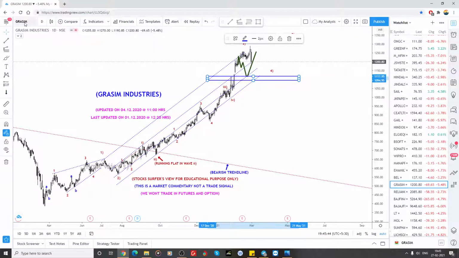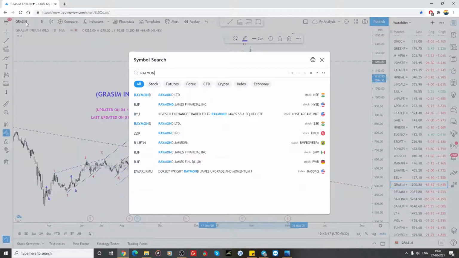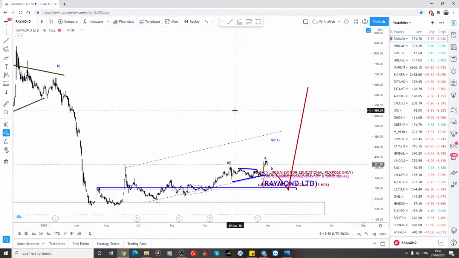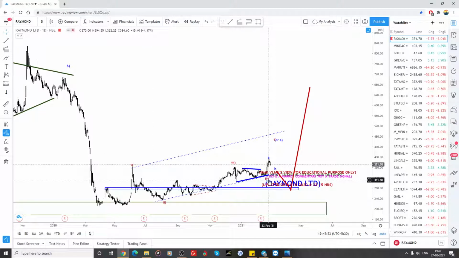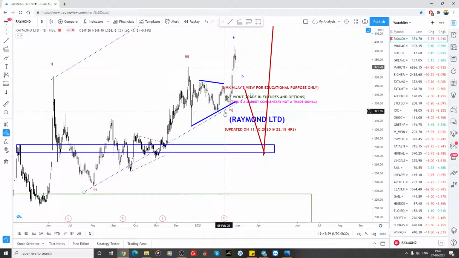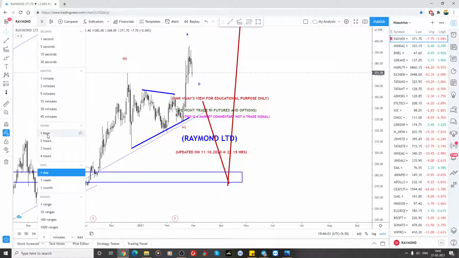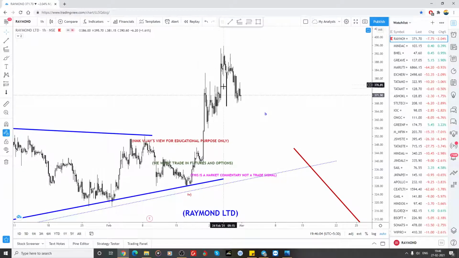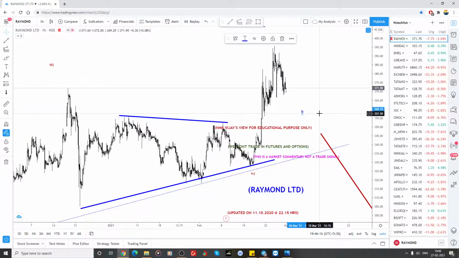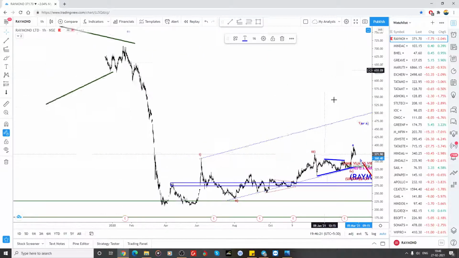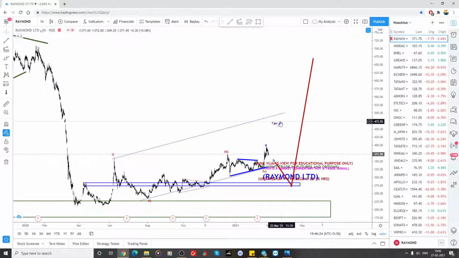So next we will move on to Raymond. So Raymond also, I took this as a diagonal pattern. So ABC is a 1, ABC is a 2, ABC is a 3, and the triangle is a 4. And here we did a 5-wave structure, so that A is completed. Here 1 2 3, and the triangle is a 4, and the fifth is already done. So after this I'm expecting 1 2 and 3. Again I'm expecting it has to reach this 350 to 360 zone for the B wave, and the C wave has to shoot nearly to that 420 to 430 zone.